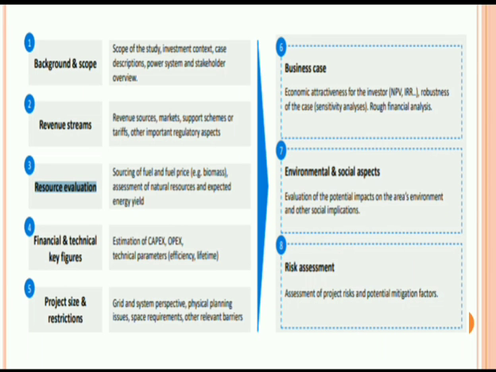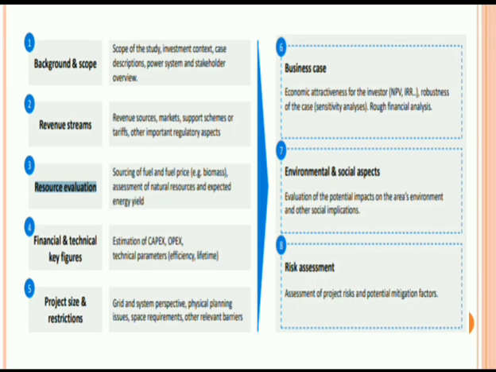The first step is background and scope. In this first step, we'll see scope of the study, investment context, case description, power system, and stakeholders overview. All these points will be taken into consideration. In the second step, revenue streams, we will consider revenue sources, markets, support schemes or tariffs, and the important regulatory aspects. In the third step, that is resource evaluation, we look at sourcing of the fuel price, means assessment of the natural resources and expected energy grids. We will see whatever natural resources are present, and check that here.